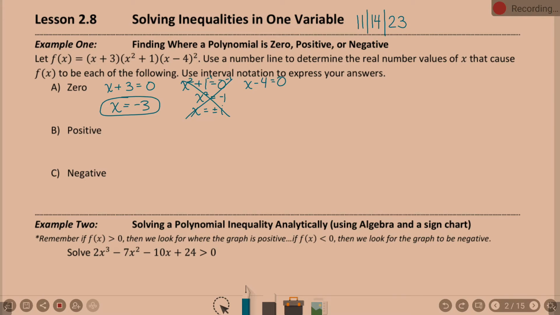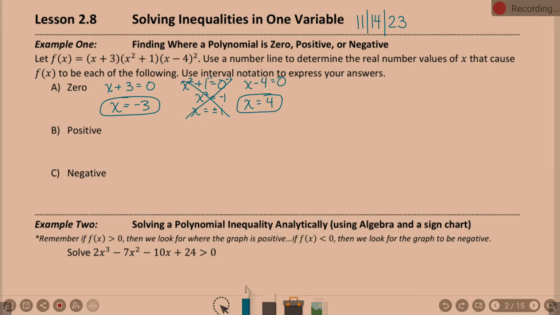With x squared plus 1, you put a number in for x, you square it, and you add 1. You're never getting 0. You're always going to get something positive because you're always taking some positive number or 0 and adding 1 to it. And then our other one, of course, is x equals 4. So those are each of the places that this polynomial can equal 0: at -3 and at 4.